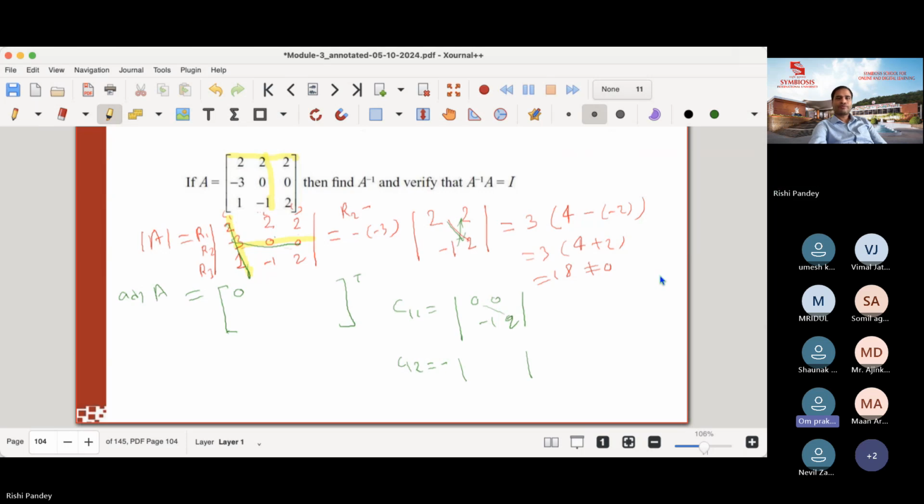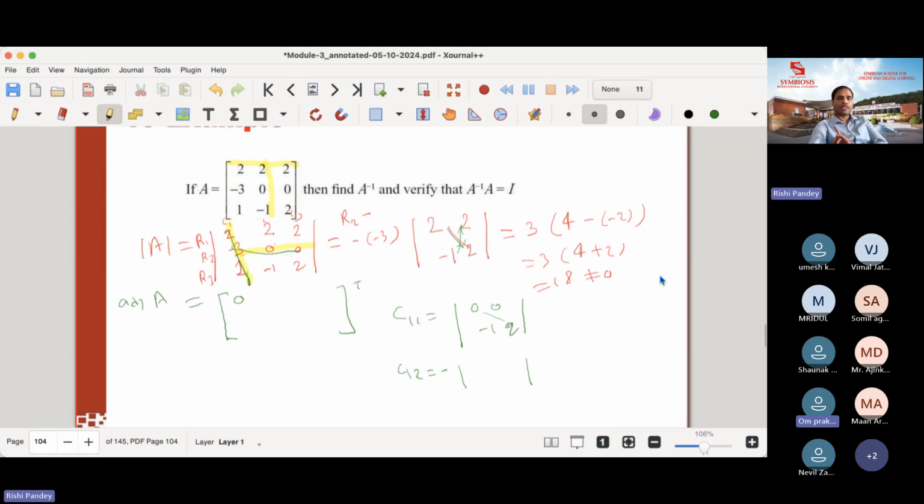Any doubt? Find all the 9 cofactors like C11, C12 like this. I'm taking the break. We'll join at 10:10.